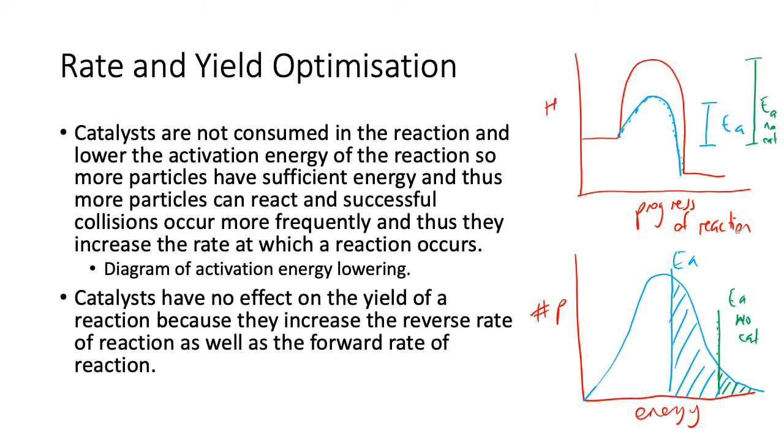Catalysts have no effect on the yield because they increase the reverse rate of reaction as well as the forward rate of reaction equally. What's the reverse rate of reaction? This is it with the catalyst, EA of the reverse reaction, and this is it here without the catalyst, EA without the catalyst. So the catalyst reduces both forward and reverse rates of reaction by lowering the activation energy of both the forward and reverse reaction.